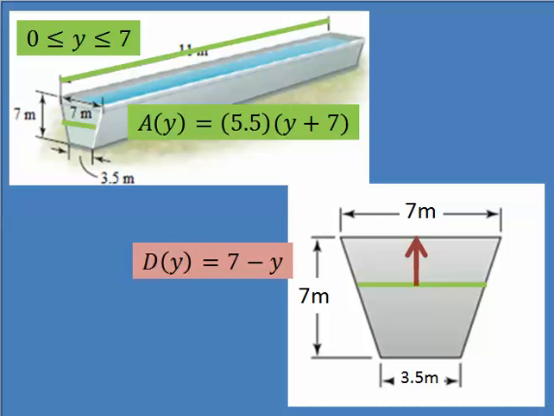Now that I have found the area of my rectangle, I'd like to know how far it has to travel to reach the top of the trough. Now, it's important to know where it's traveling. If it's traveling to a point above the trough, I would have to account for that. But in this problem, it's just going to the top of the trough. And so the distance it has to travel is 7 minus y.